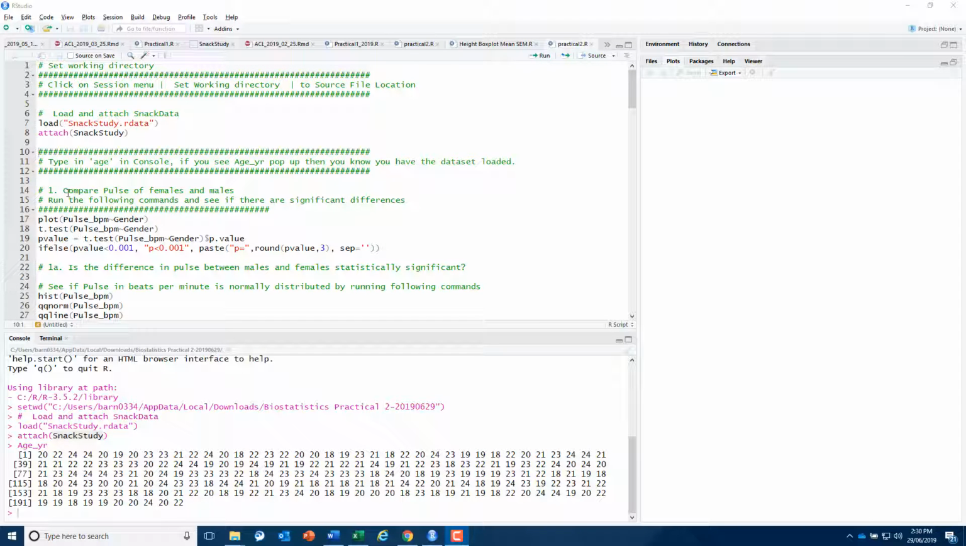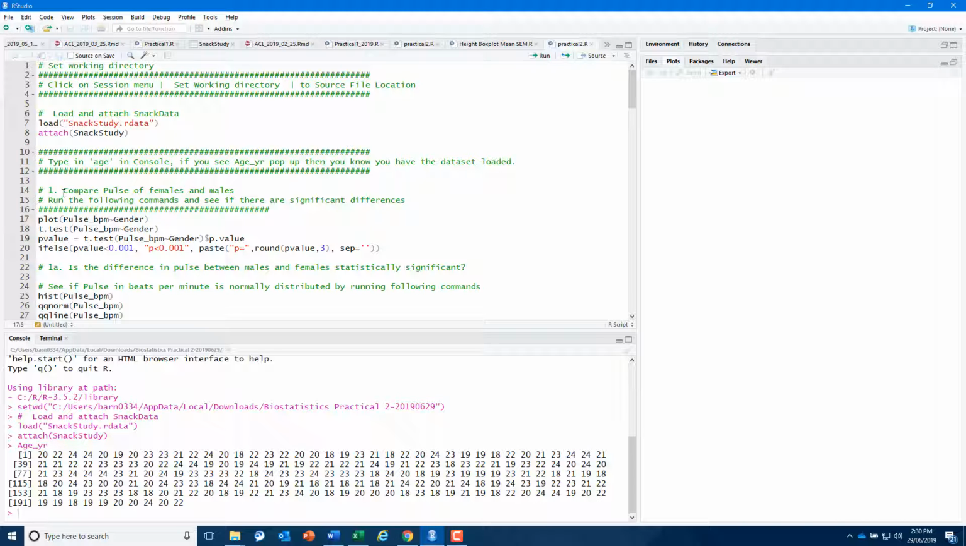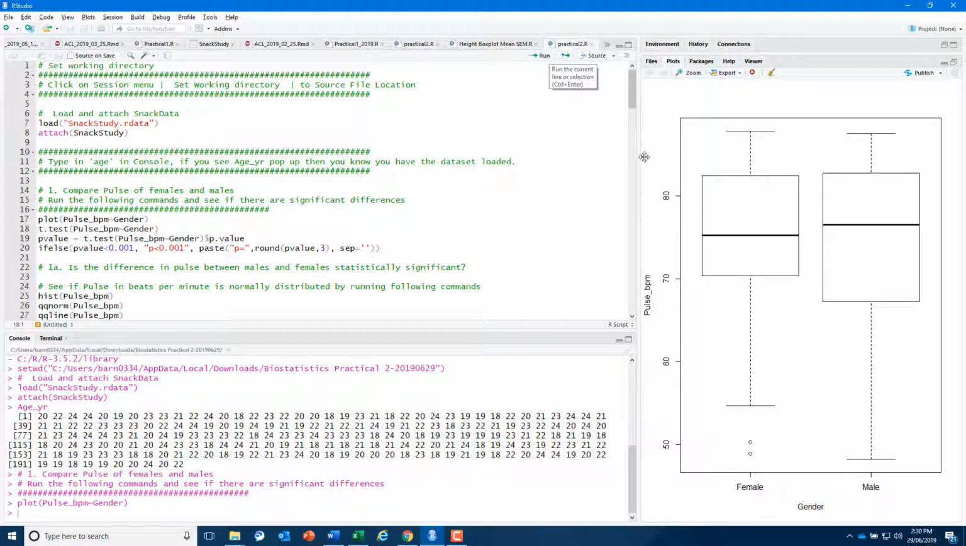Okay, so we've got our data attached. Now, what we want to do is have a look at this data. So the first thing we're going to do is see if pulse was different by gender. So let's start by plotting our pulse by gender.